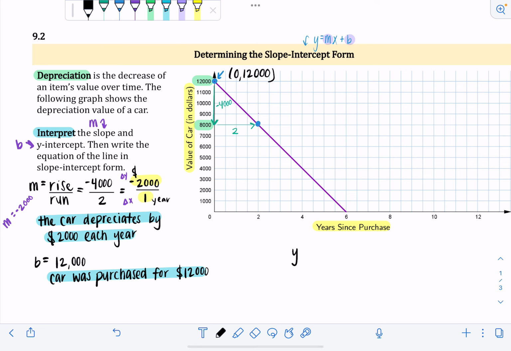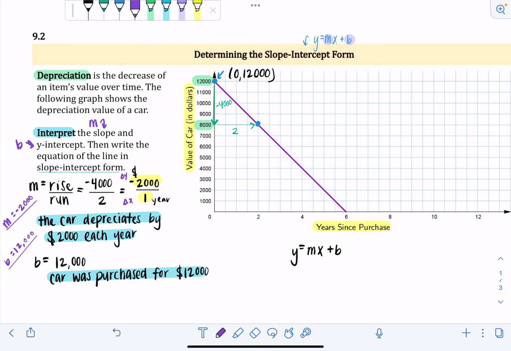So I'm going to go back to the formula. The formula is y equals mx plus b. That's for slope-intercept form. And then we already know m. We found that right here. And then we already know b. That was 12,000. So I just need to take both of those and substitute them into the formula.